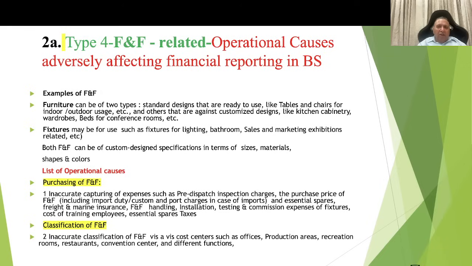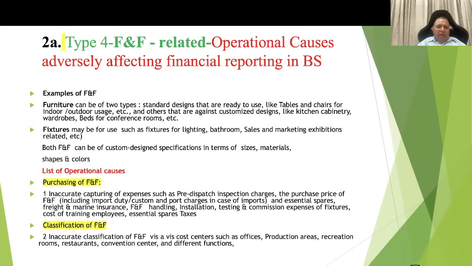Now, list of operational causes that can adversely affect the financial reporting in the balance sheet. Purchasing of F&F. Inaccurate capturing of the expenses such as pre-dispatch inspection charges, the purchase price of F&F, including import duty, custom duty, and port charges in case of imports, and essential spares, freight and marine insurance, F&F handling, installation, testing, commissioning, expenses of the fixtures, and the cost of training employees, and essential spares and taxes thereof.